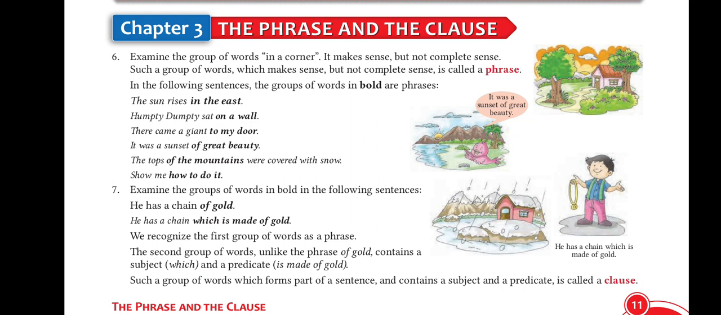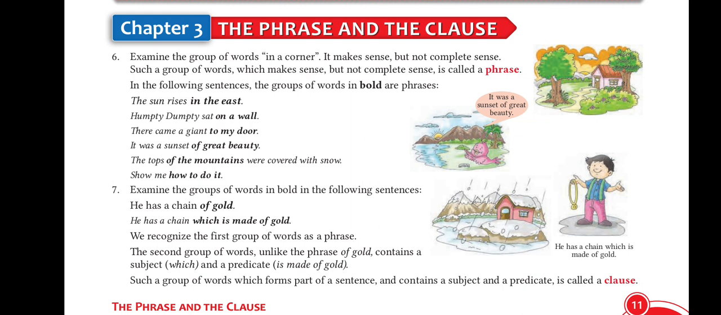In this type of sentence, the bold words are called phrases. The sun rises in the east. In this sentence, "in the east" is a phrase. "In the east" does not give the complete meaning. That's why it is a phrase. Humpty Dumpty sat on a wall. In this sentence, "on a wall" is a phrase. Dear, come again to my door. "To my door" is a phrase.